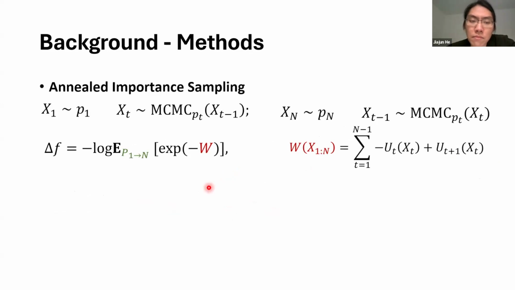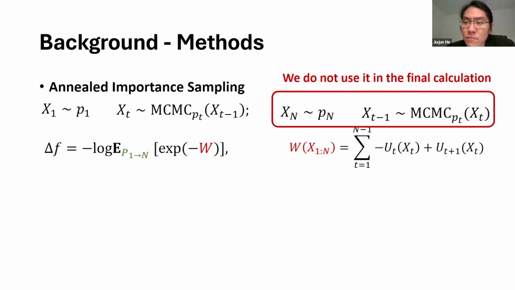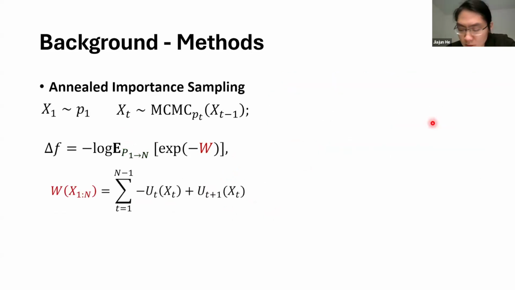So delta F becomes this very, very simple equation with respect to this W. Just as I mentioned before, we do not really simulate this forward process or this backward process. We just use it as a target. And after we cancel out everything, we do not really need this target. So let's forget about this.